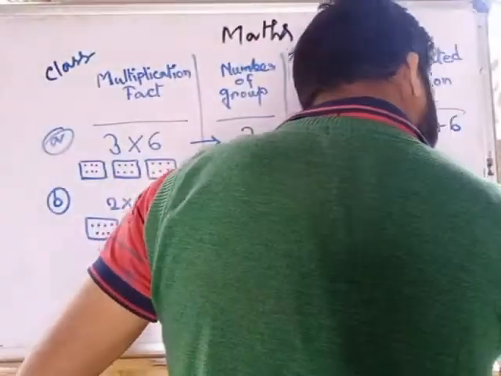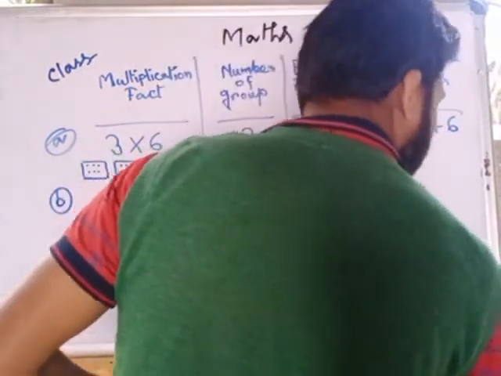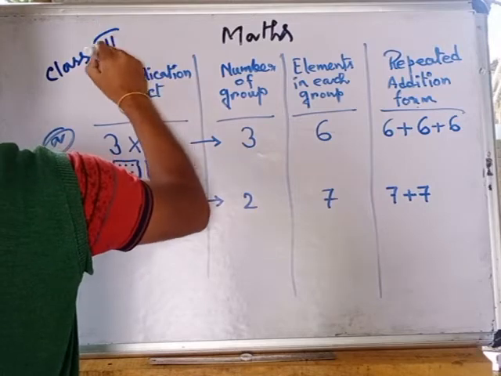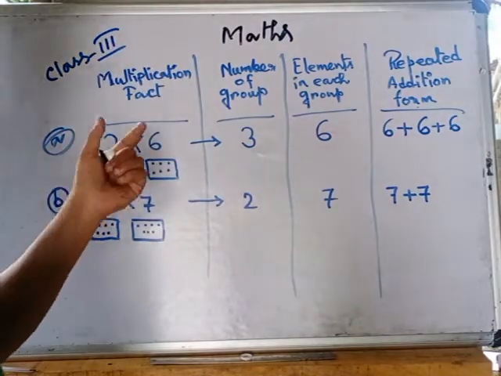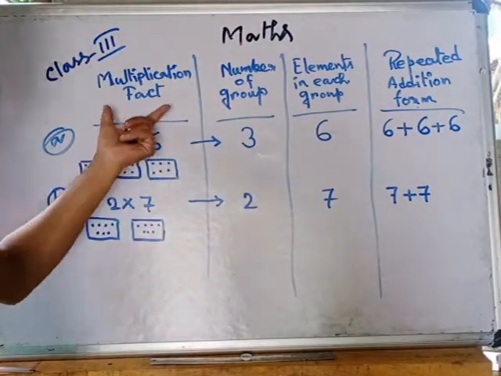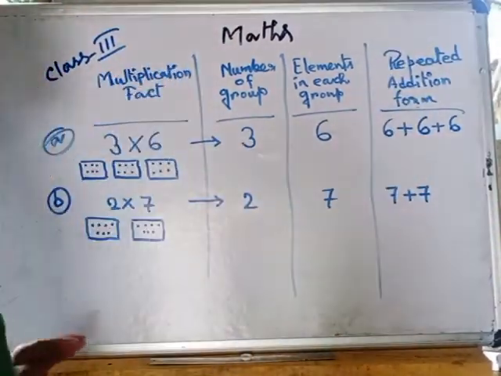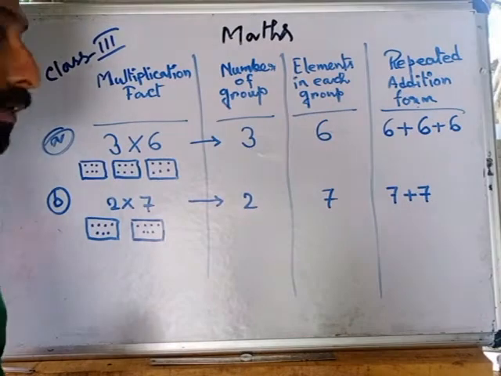Today I will start from class 3 maths multiplication process. Class 3 maths multiplication fact. That means multiplication fact and repeated addition. What is multiplication fact and what is repeated addition form?